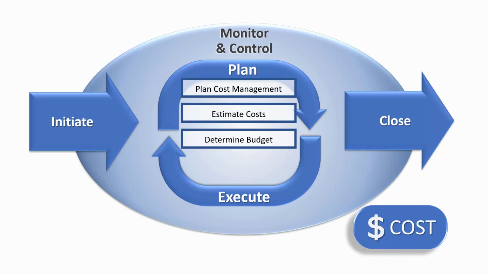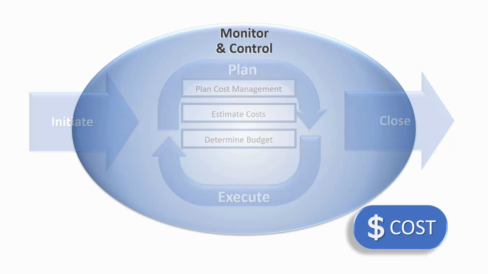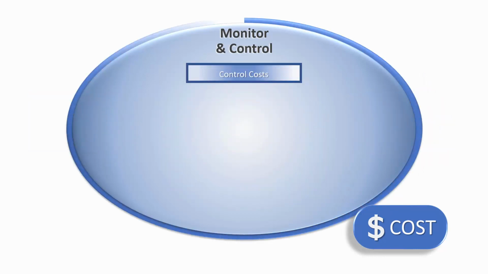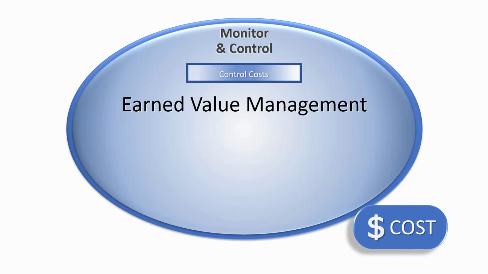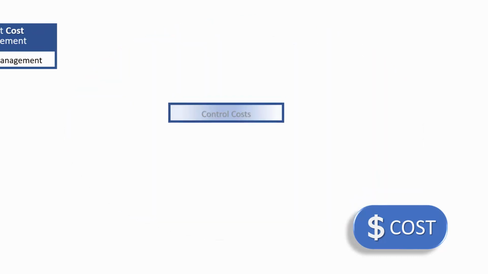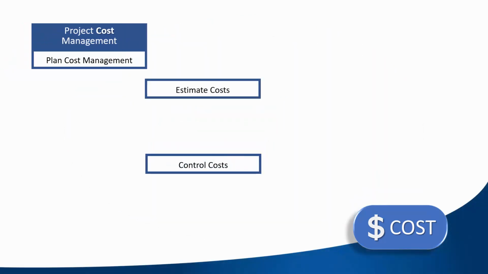In addition to these planning processes is the control cost process, which is a monitor and control process. This process includes the earned value management techniques that are often considered some of the most difficult topics on the exam. The processes and their major outputs are a logical system of creating a budget and managing from the budget, just as you might if you had a household budget.